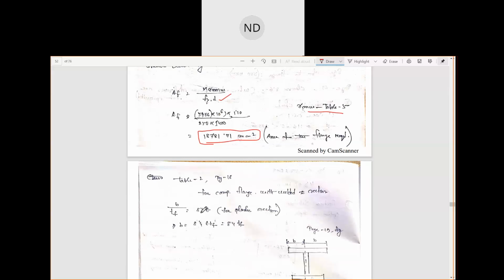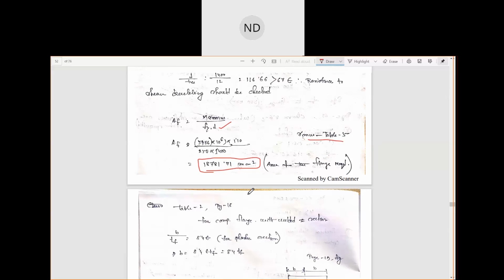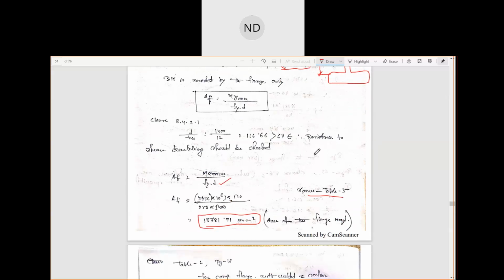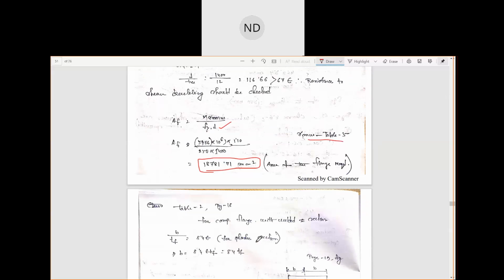So B is equal to how much? 8.4 epsilon TF. Okay, we have assumed the sections of the web, we know the size. Now we are trying to find out the size of the flange. So the area of the flange we know it must be this much. The required area of the flange is 18781. Now, according to that, we'll find out the width and the thickness of the flange.